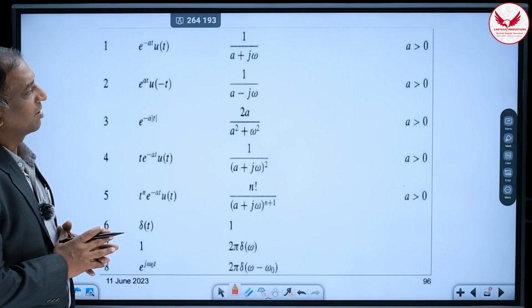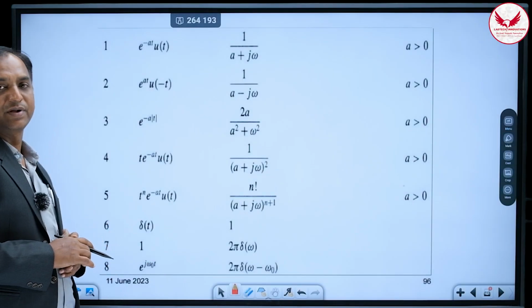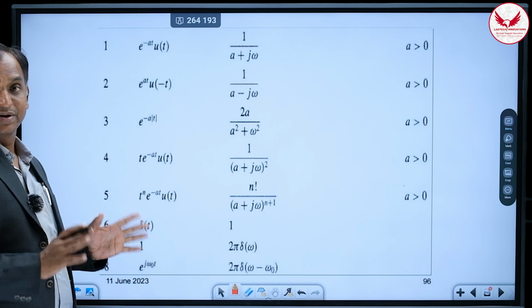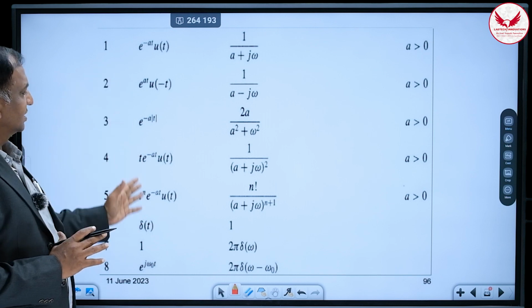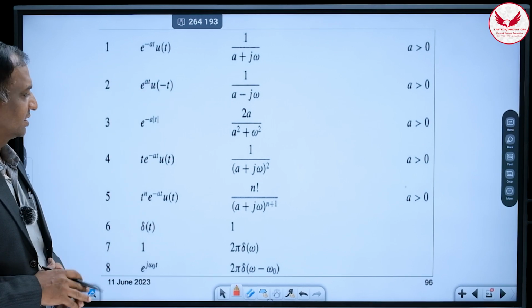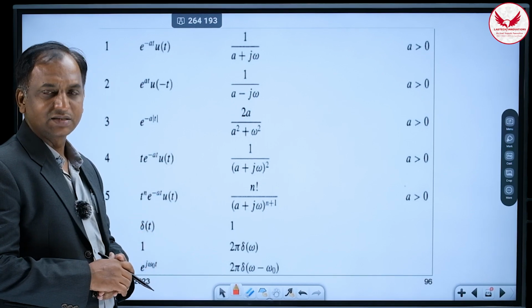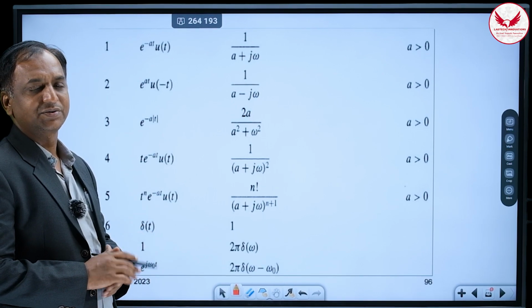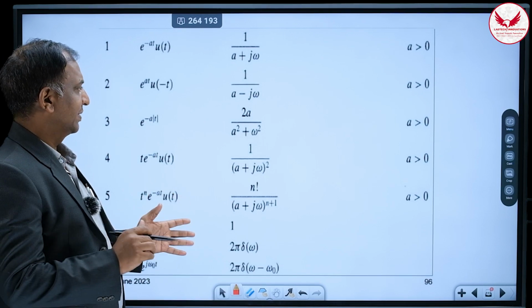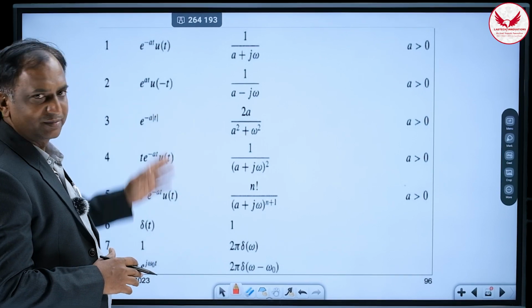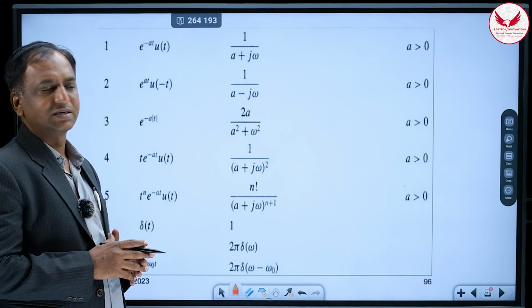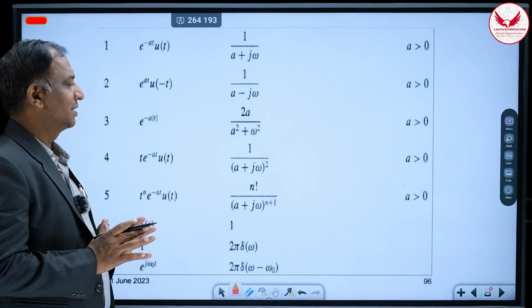We have discussed different properties of the Fourier transform and the Fourier transform of basic signals. We will just revise, because if you know the Fourier transform of the signal in the time domain, such types of questions will also be asked in the GATE examination. So it will help you to quickly find out the answer.